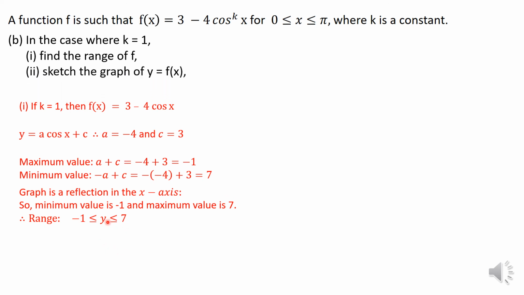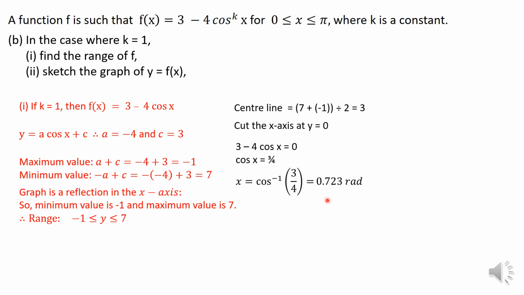The second part you're supposed to now sketch, but before I sketch I always like to work with the center line, which the 3 tells me. But remember this is the cosine, and a normal cosine function starts at 1. So it's going to start at the minimum value of -1. So I just use that center line when I sketch it to know exactly how high up and how low down I should go. And then where does it cut the x-axis? Well, it will cut the x-axis at 0.723 radians. You can calculate that out. Calculator must be in radian mode.